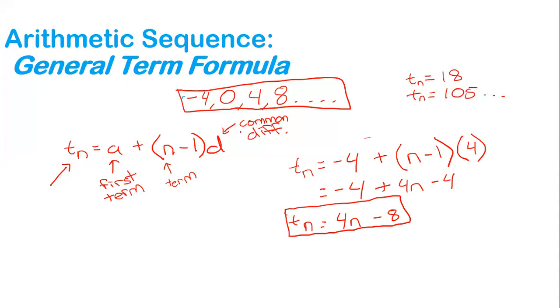So given any arithmetic sequence, we could determine a general term formula as long as we remember what that entails, right? So now, if let's say we were looking for the 18th term, we could sub in 18 for n and solve, and we would get what the 18th term would be. So let's go ahead and do so.